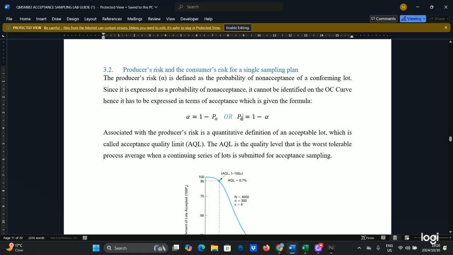Since probabilities are out of one, the probability of acceptance and the probability of non-acceptance add up to one. For you to get the probability of non-acceptance, you use that method. So if you transpose this to the other side, you'll get probability of acceptance equals one minus probability of non-acceptance.